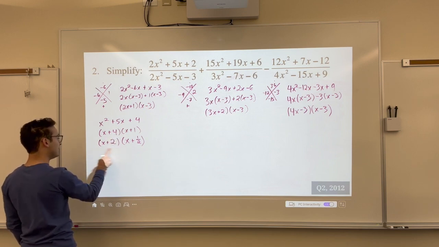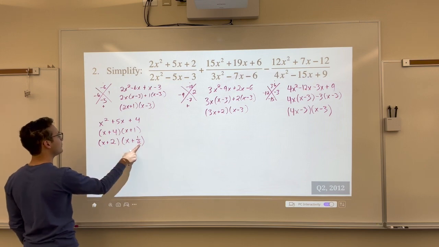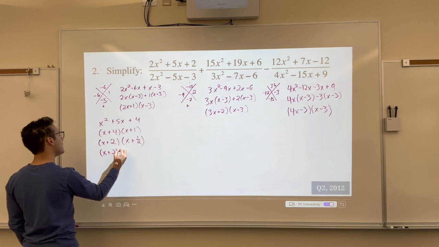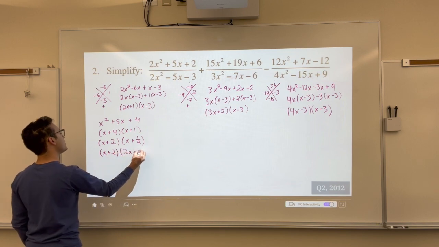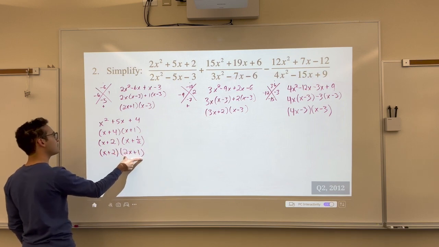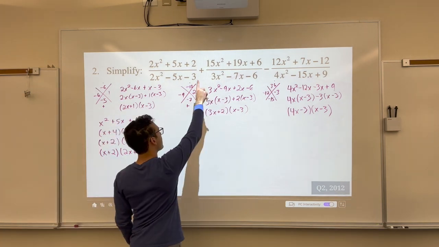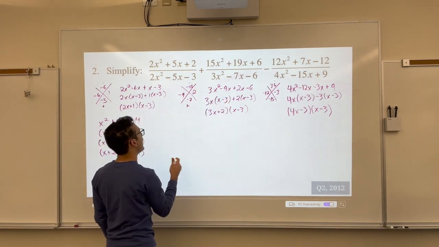And so that is a factor, x plus 2, and then we need to slide this one back, so it ends up being x plus 2 times 2x plus 1. So you'll notice it has a factor of 2x plus 1, and this has a factor of 2x plus 1, so those will cancel.